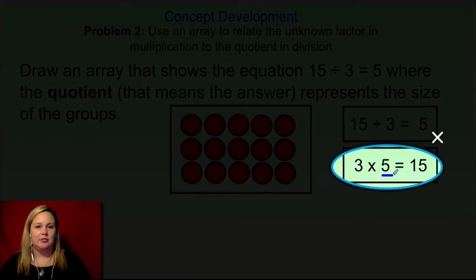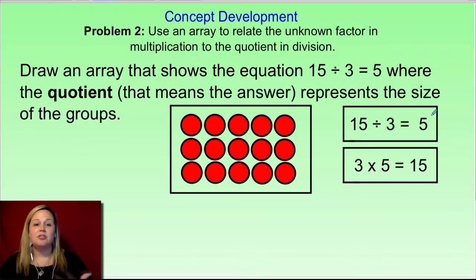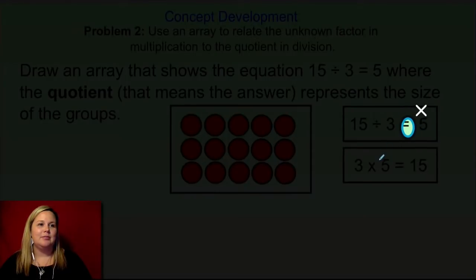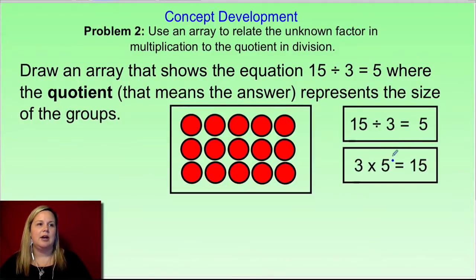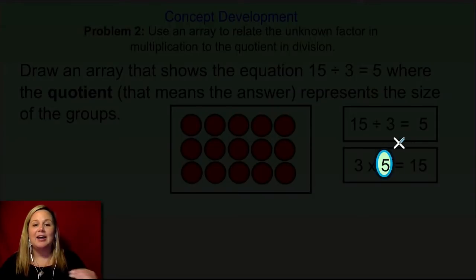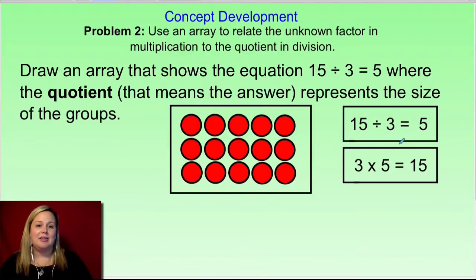It's a factor, okay? So what I want you guys to do on your board is circle the size of the groups in both problems. So in your division problem, circle the size of the groups, which number represents that, and then in your multiplication equation, which number represents the size of the groups. If you circled the 5 in both problems, you got it, okay? The 5 in both problems represents the size of the group, okay?